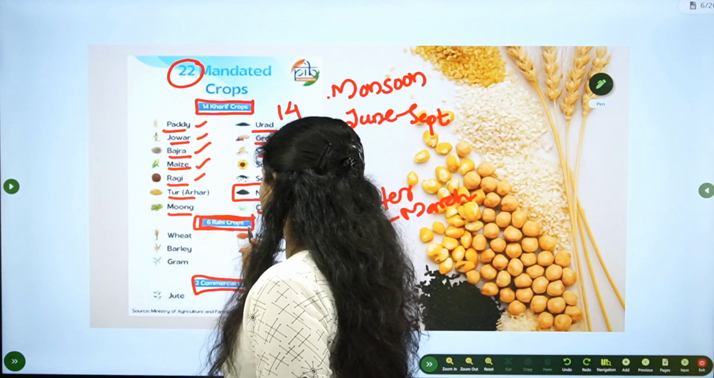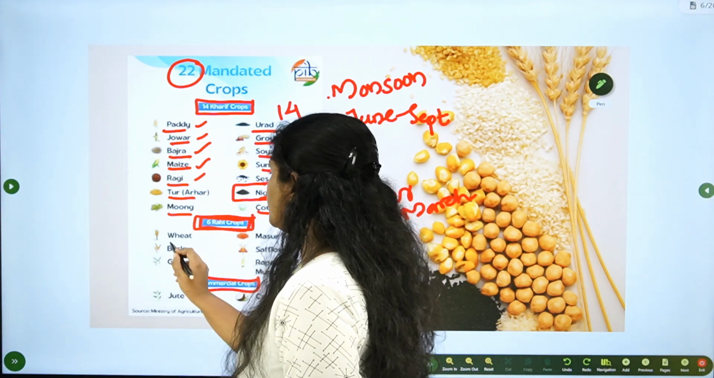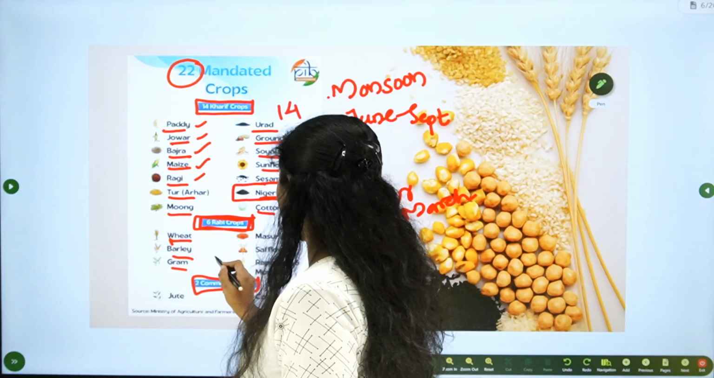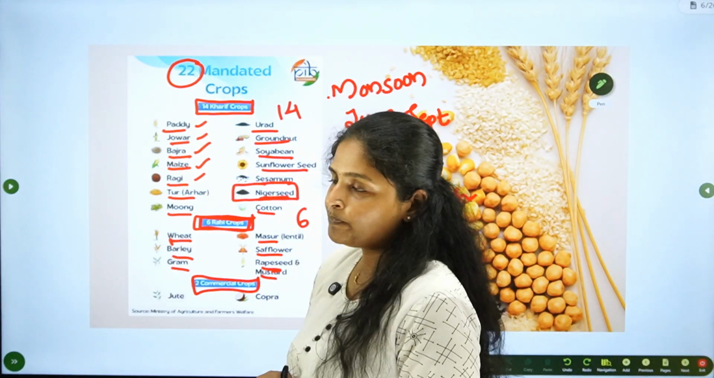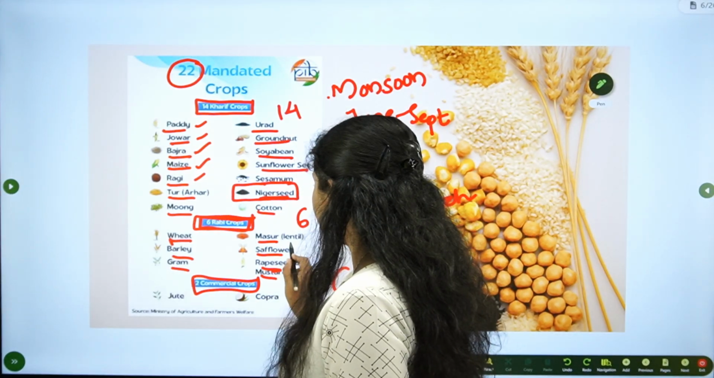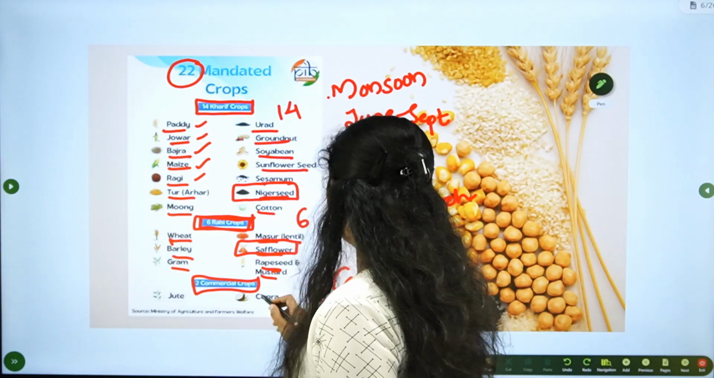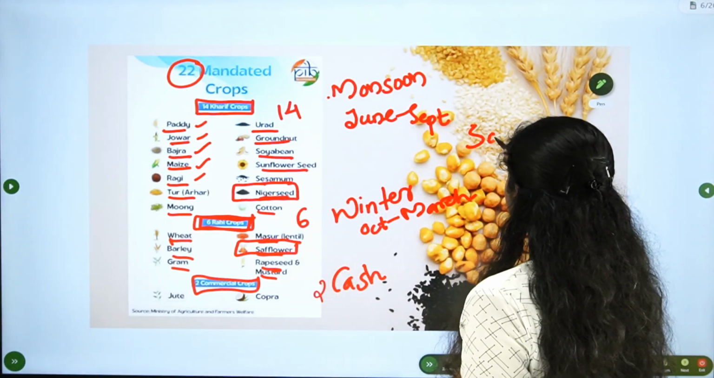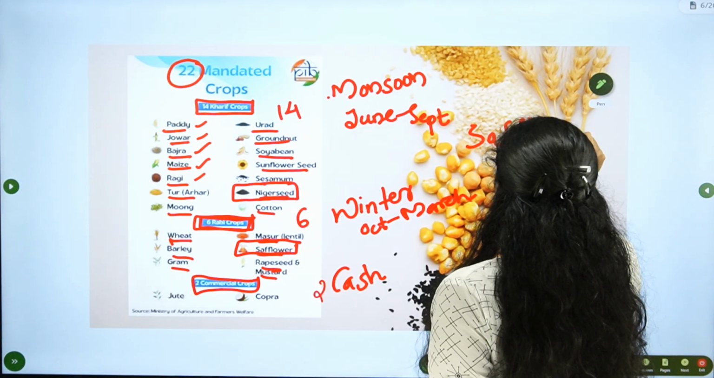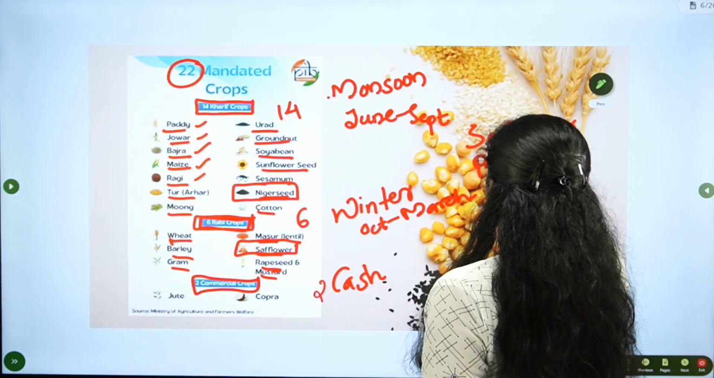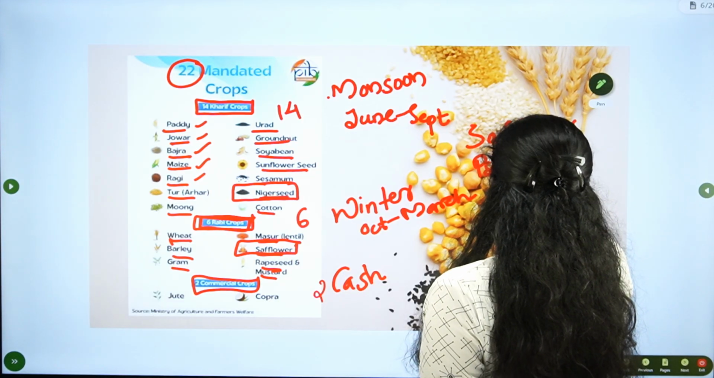Another is rabi crops. Which are the rabi crops? Wheat, barley, gram, masoor, safflower, rapeseed or mustard. Among these also, safflower may not be familiar to you. Safflower is actually called pseudo saffron.